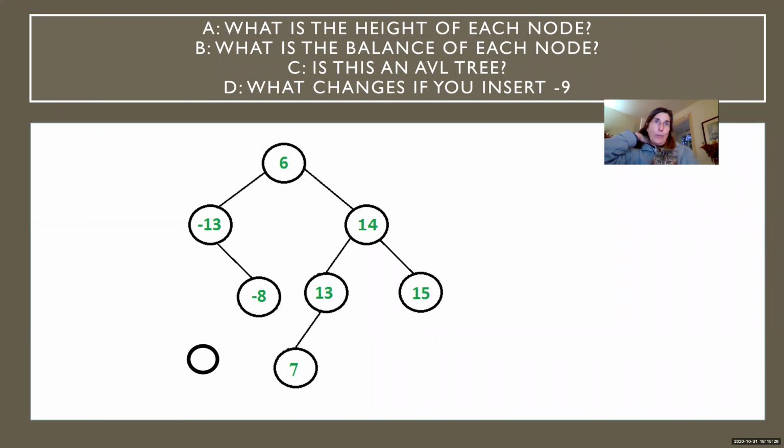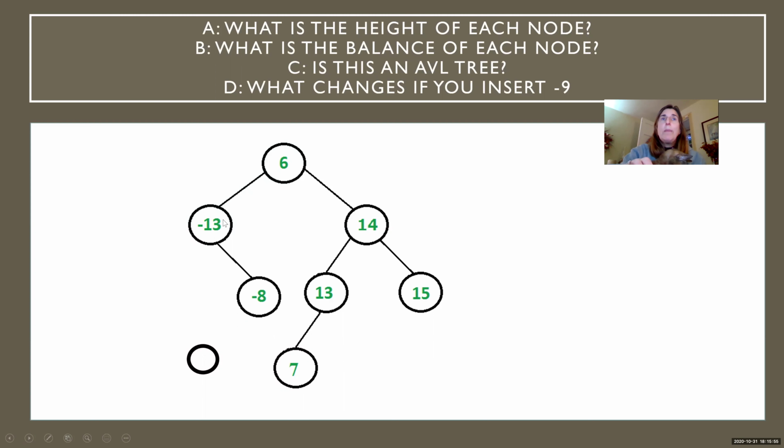So here we have an example. Okay, we look at this. What is the height of each node? Well, the height of 8 is 1. The height of 13 is 2. The height of 7 is 1. The height of negative 8, negative 13. The height of 13 is 2. Height of 15 is 1. This is 2. This is 1. So 14 is going to have a height of 3 because it's the max of the 2 plus 1.